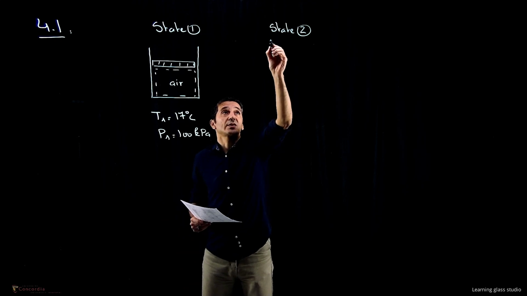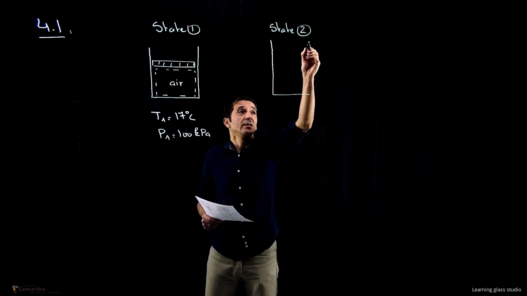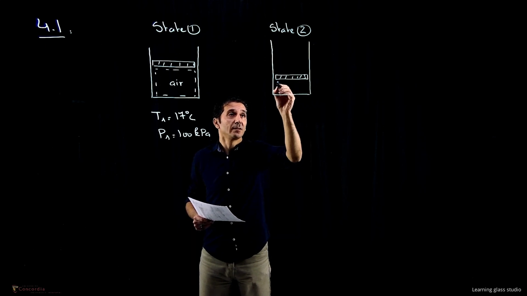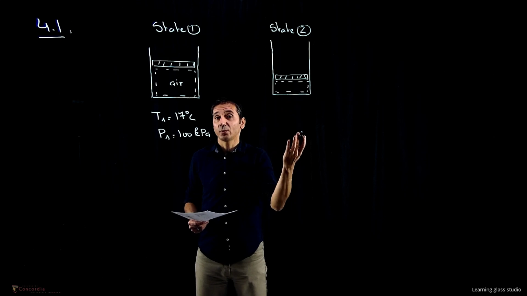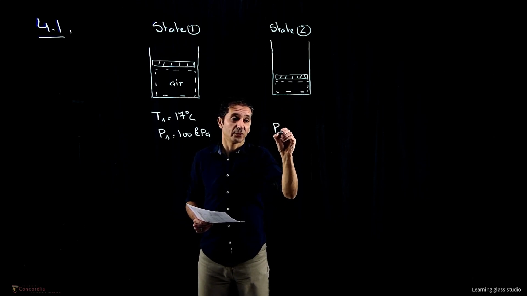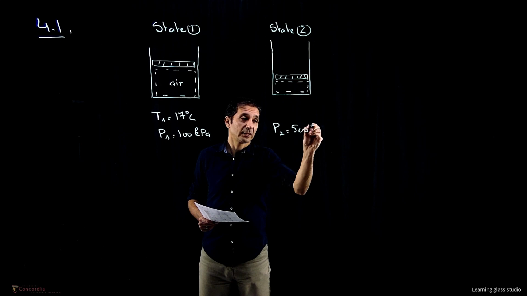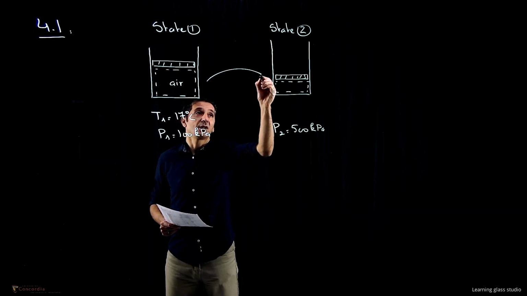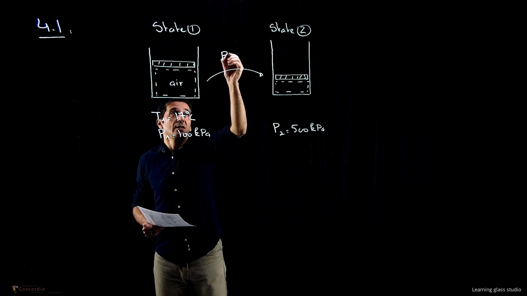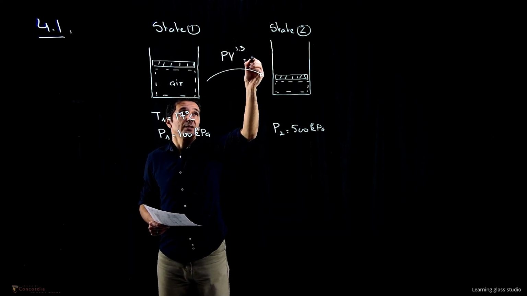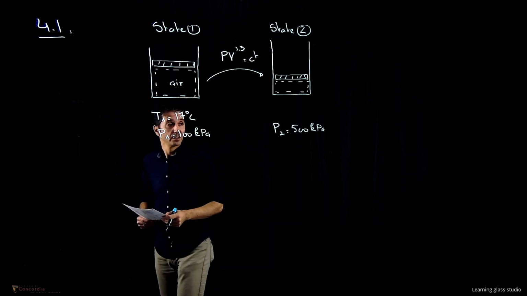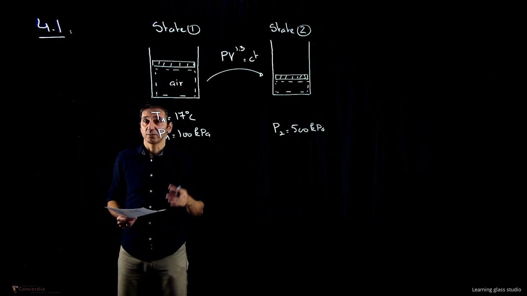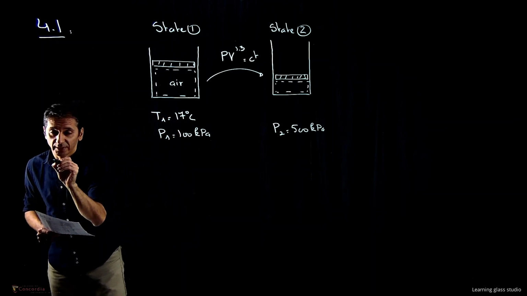Then we have a compression process, so the piston will move down to a new position. And what we know is the pressure has now increased to P2 = 500 kilopascals. And the process between state 1 and state 2 follows a polytropic process, PV^1.3 = constant. So what we are asked to calculate is T2, the work, and the change in internal energy. So let's start with calculating the final temperature.